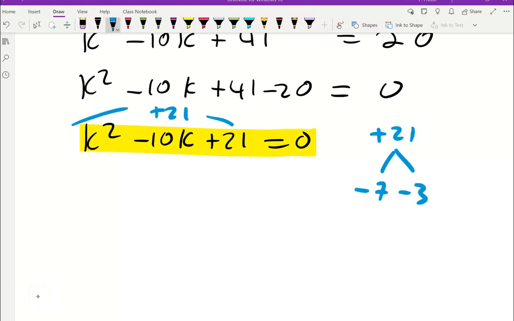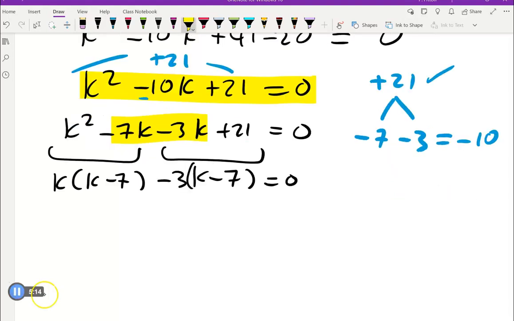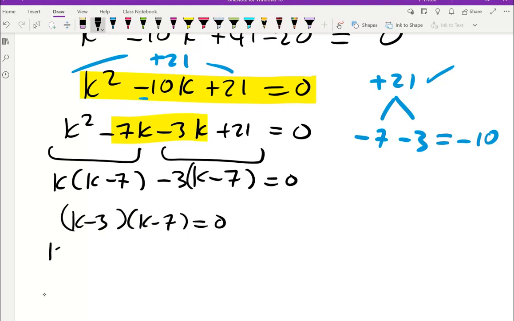First number by the last gives me positive 21. I need minus 10k in the center. Minus 7 by minus 3 would give me positive 21. When I add them, I get minus 10. Replacing your minus 10k by minus 7k minus 3k, we'll continue on by grouping, leaving us with k minus 3 and k minus 7 equal to 0. Once you have your two factors equal to 0, if you want to solve, you let each individual factor equal 0 and solve those. That'll give us two values: k equals 3 and k equals 7.